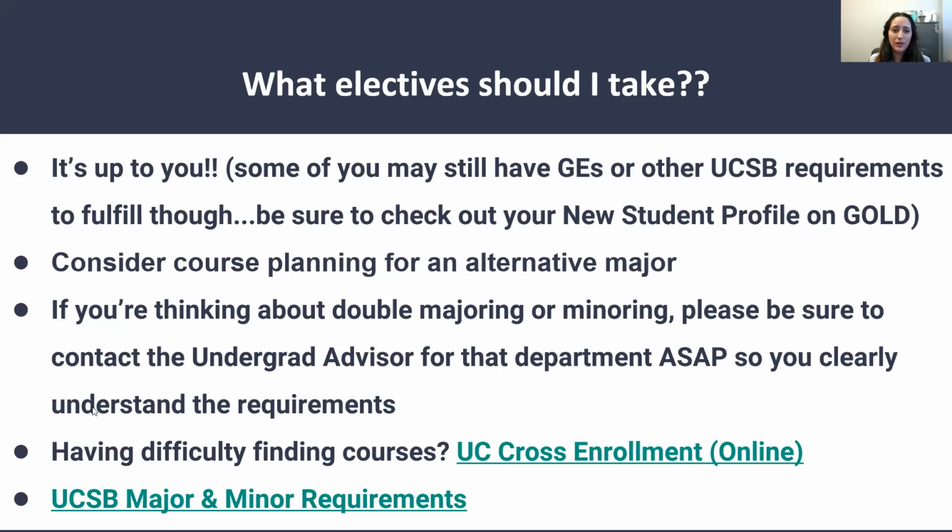So one option when you're considering what electives to take is to consider planning for an alternate major. And that's for those folks who still have pre-comm classes to take at UCSB. So you have something to fall back on in the event you don't meet our 3.0 GPA requirement.